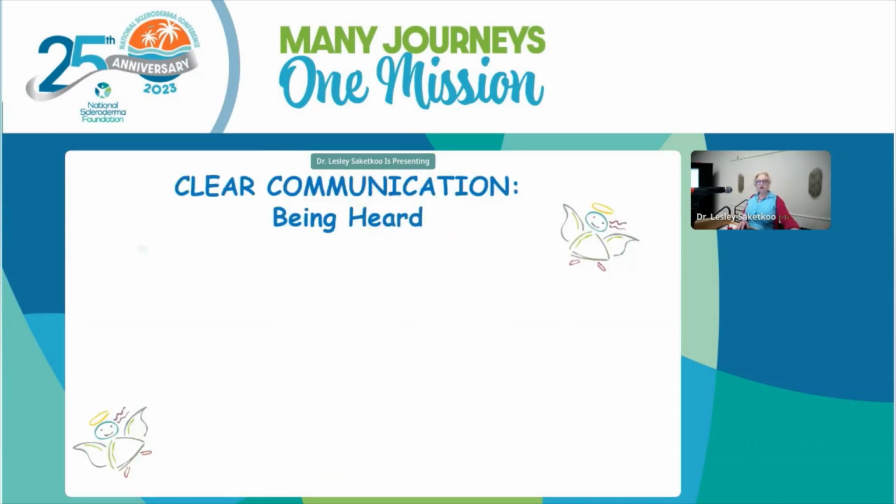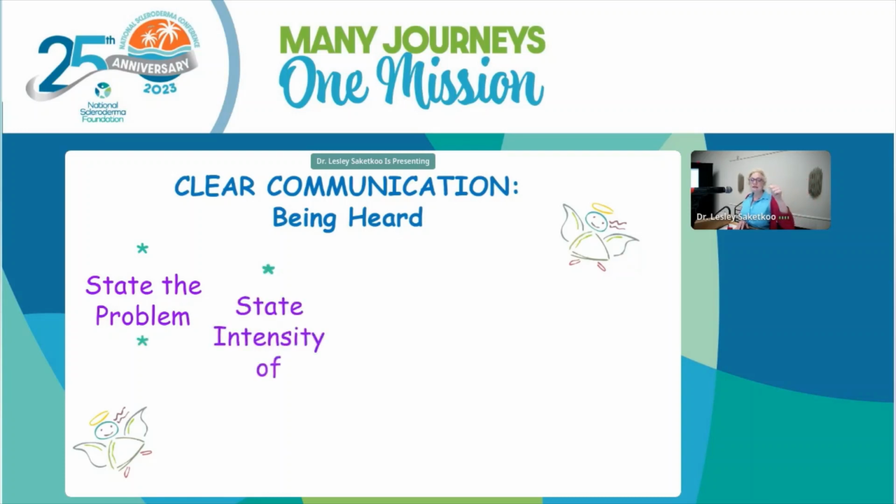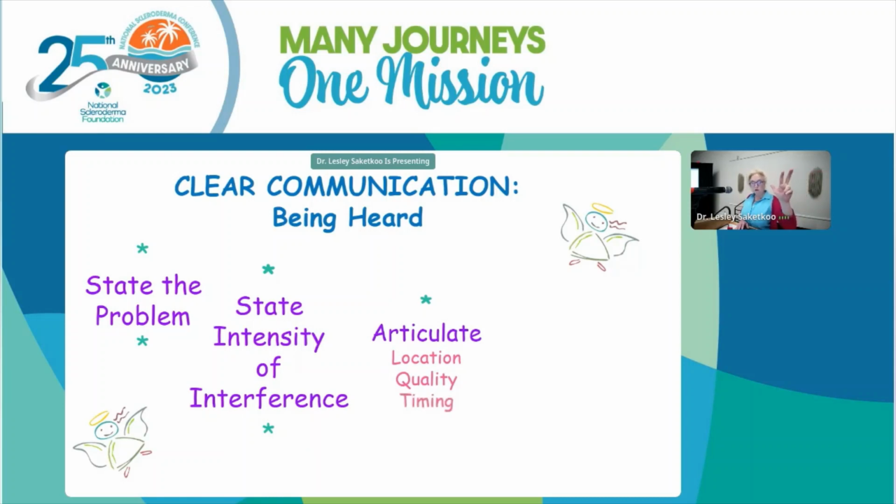So clear communication: we want to be heard, right? We go to the doctor's office, we want to be heard. So what do we need to do? We have to plan ahead. However many problems we have, we have to state the problem and the intensity of the problem, the intensity of interference, how it's interfering with our life. And then we have to be able to articulate, especially in pain, location, quality, and timing. We're going to have to talk more about this, and some alleviating measures that you might have experimented with.